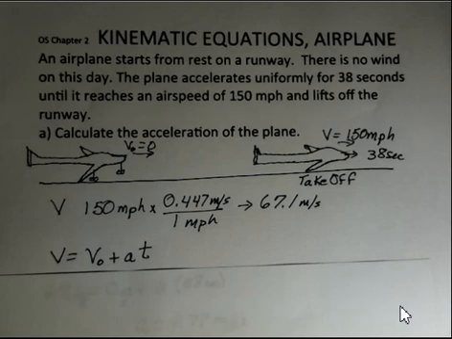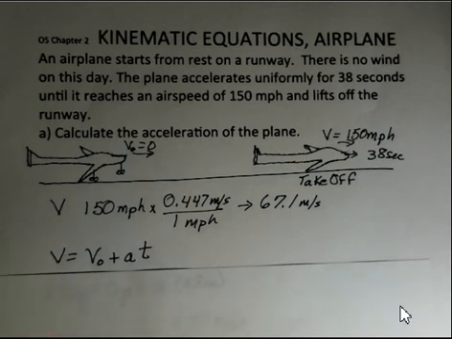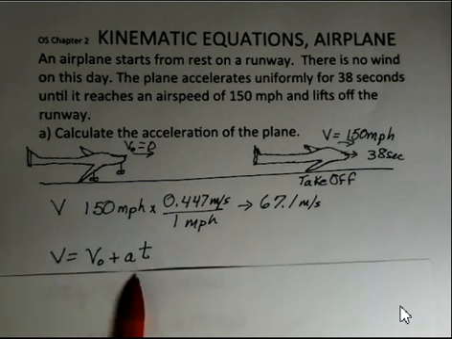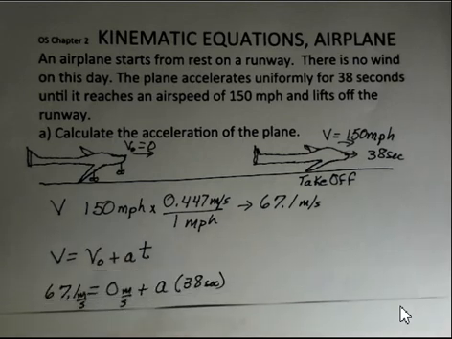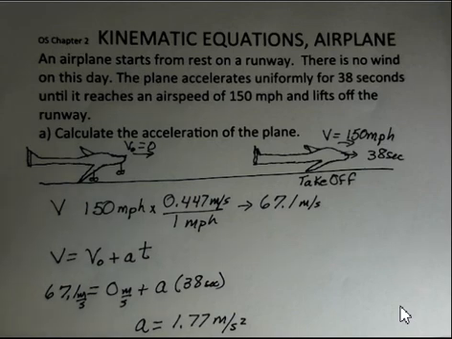The direct method here is to use the first kinematic equation. The final velocity, the takeoff velocity at time t, 38 seconds in this case, is found by taking our starting velocity at time equals 0 plus acceleration multiplied by time. Inserting the numbers, 67.1 meters per second for our takeoff velocity at the time of 38 seconds. The plane starts from rest, so 0 meters per second for V0. And you can see we have to divide both sides by 38 seconds, and that will produce an acceleration of 1.77 meters per second squared. You should check this on your own calculator.